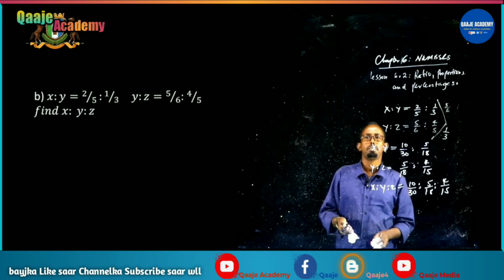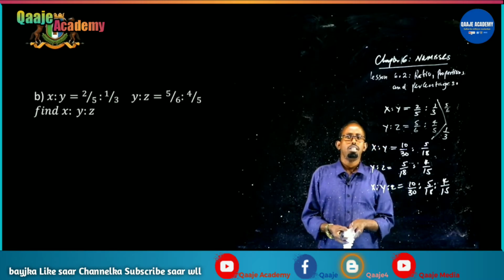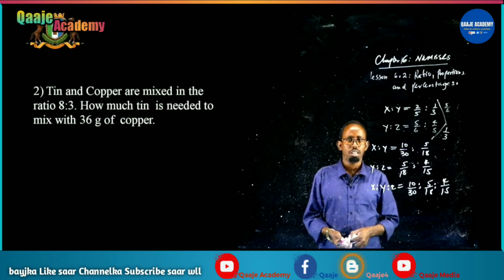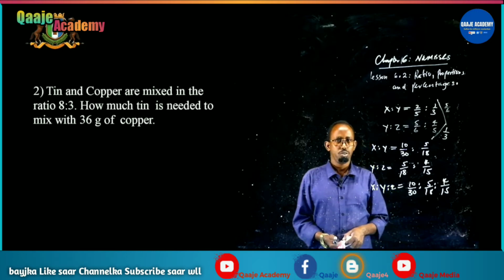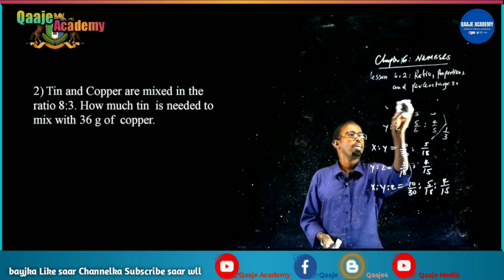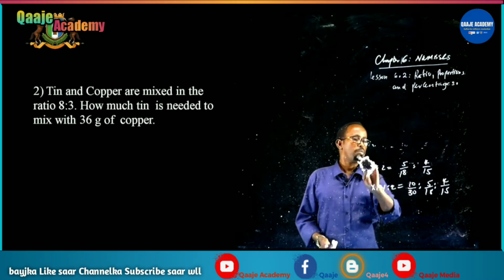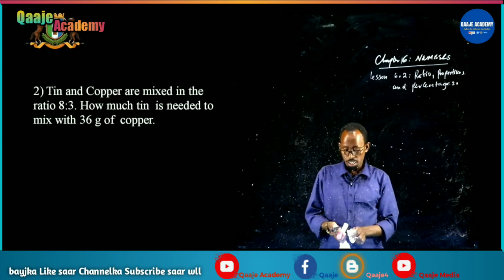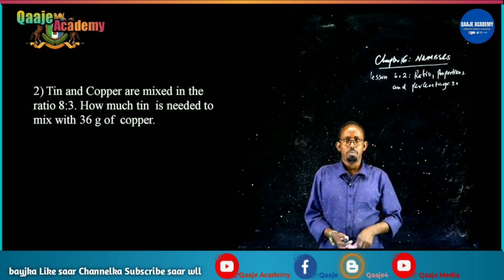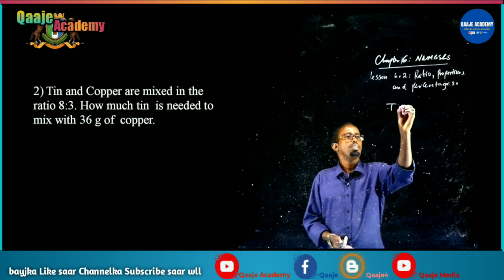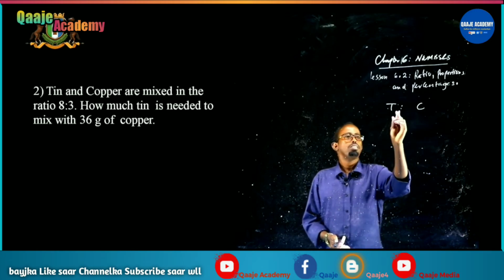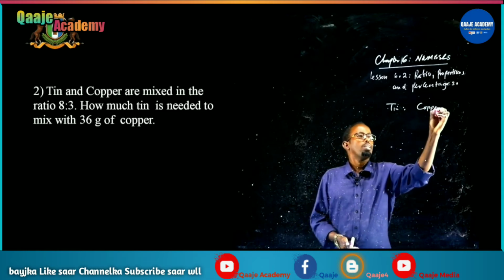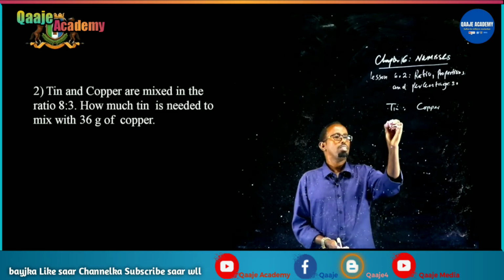Next, tin and copper are mixed in the ratio of 8 to 3. How much tin is needed to mix with 36 grams of copper? We have tin and then copper, in the ratio 8 to 3.